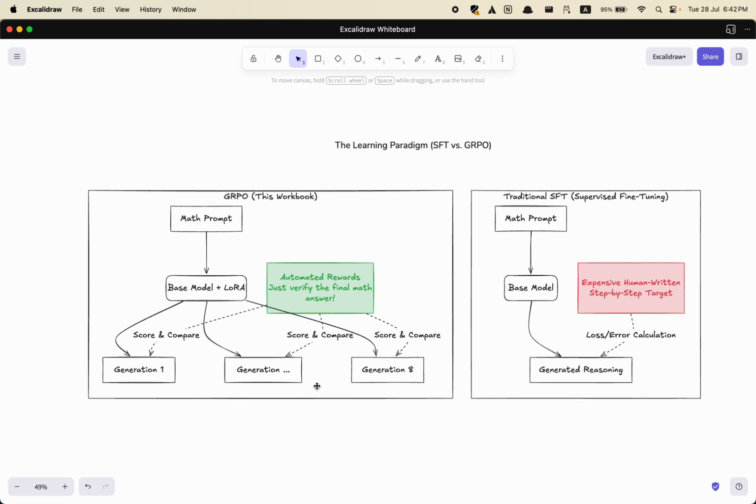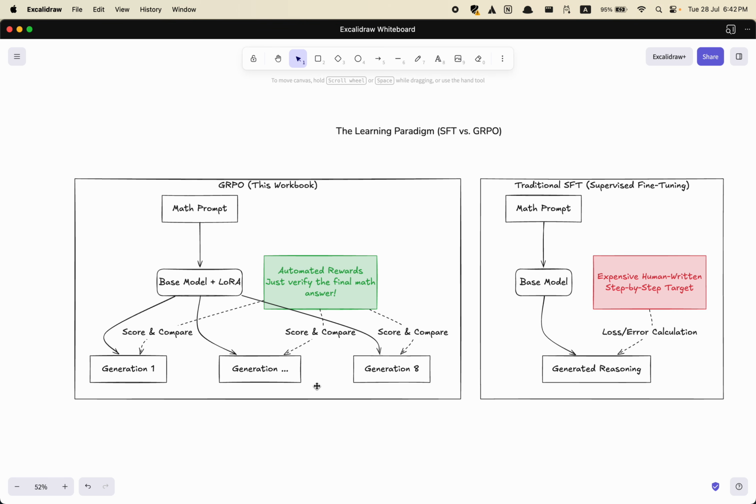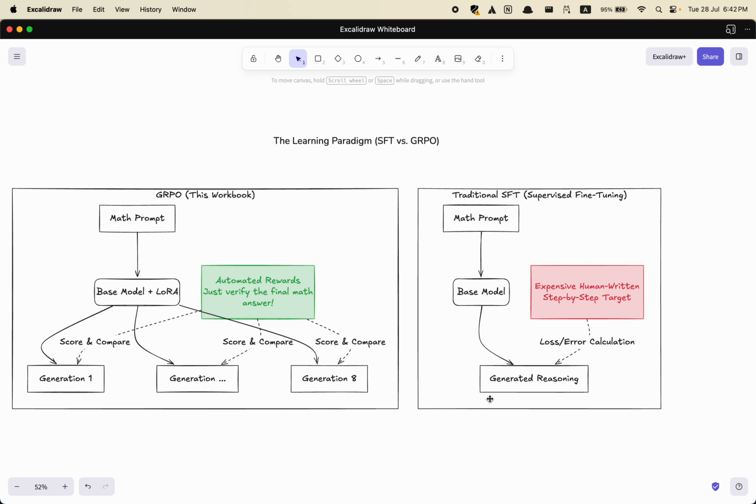If we take a quick look at this diagram here, you'll see the core problem that we set ourselves to solve. Traditionally, if you wanted to teach AI to solve math problems, you used supervised fine tuning. You had to provide thousands of expensive human written examples showing exactly how to solve the problem step by step, and then the AI would simply learn to mimic the human. And you can see that here on the right.